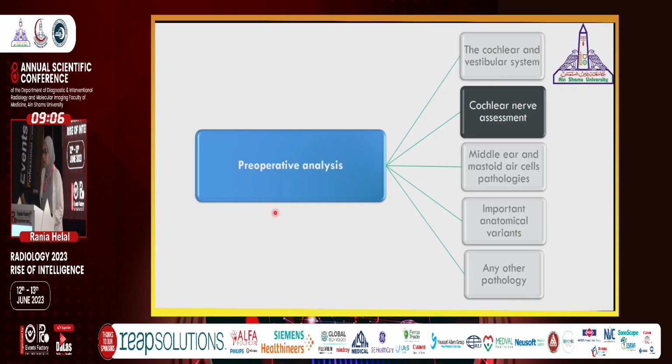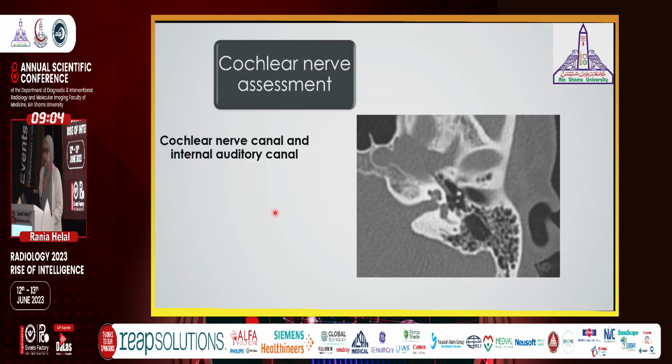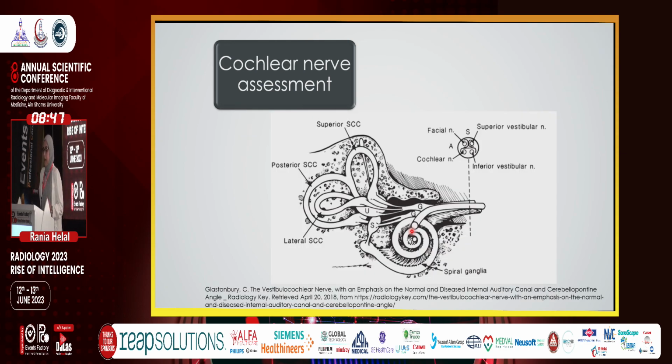Then we have to go to the cochlear nerve assessment. The cochlear nerve canal and the internal auditory canal, as we have seen in the CT in the previous slides, here is the internal auditory canal giving the cochlear nerve canal and the inferior vestibular nerve canal here. And we have said that it's very important to have the parasagittal view in the MRI. Why? Because this gives us the 4 nerves in the internal auditory canal. A very, very interesting part to know where each one is.